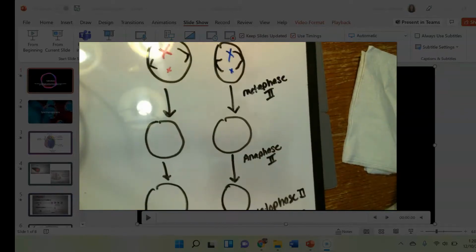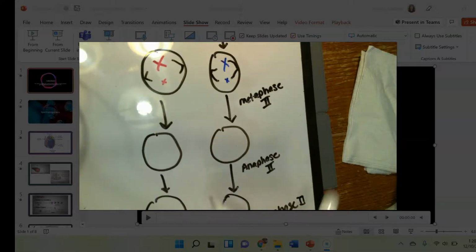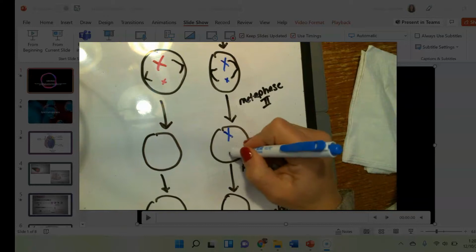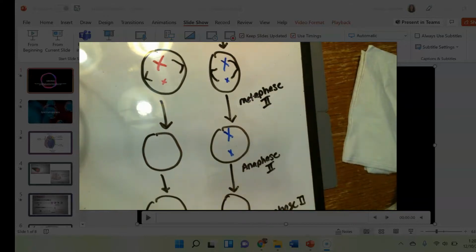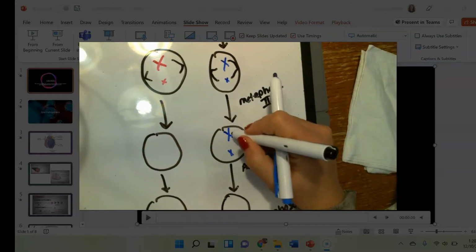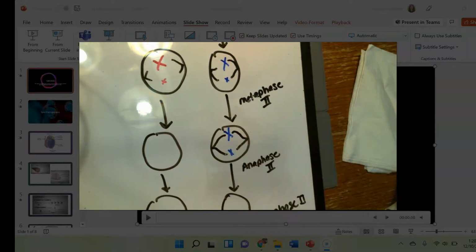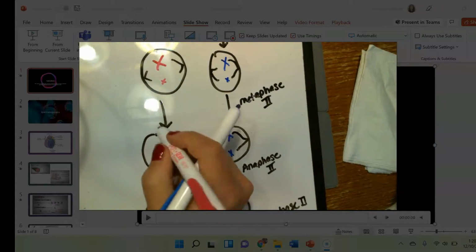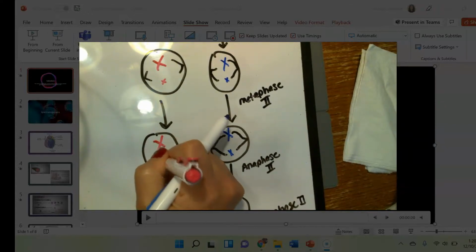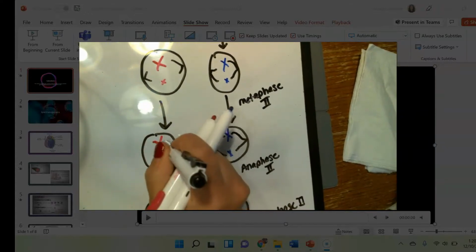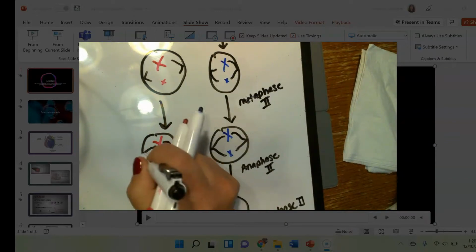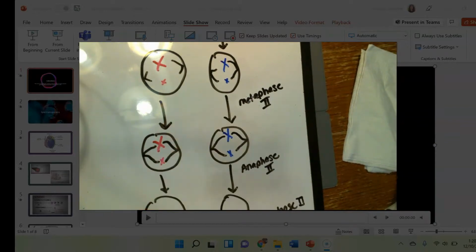And then in metaphase 2, the chromosomes are going to line up along the middle, which they kind of already did. That process will be driven by those spindle fibers, lining them up right along the middle. And the same thing will happen over here to this cell, lining it up along the middle. Spindle fibers are going to move them into the proper place.